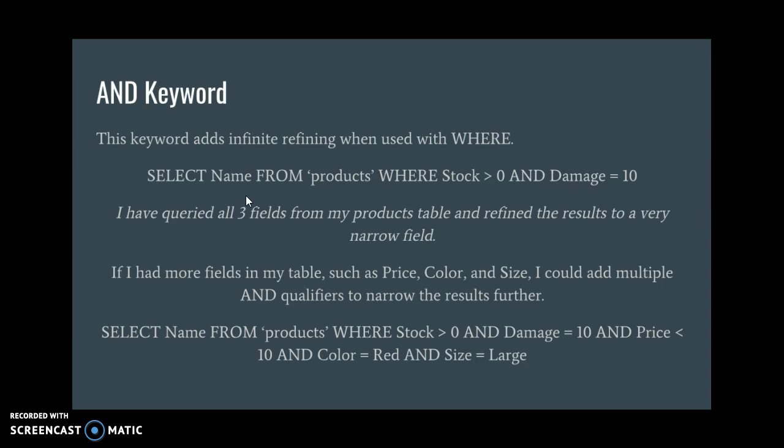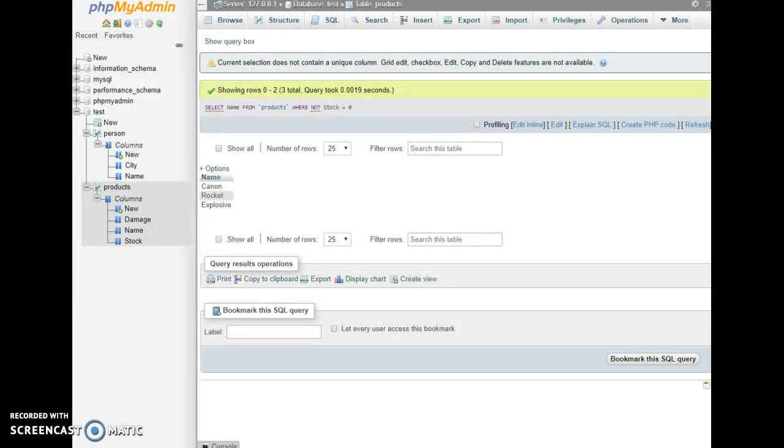So I could say something like, select the name field from the products table where stock is greater than 0 and damage equals 10, and price is less than 10, and color equals red, and size equals large. And you can start to see how I would get a very specific return on my results. But let's go and look at select name from products where stock is greater than 0 and damage equals 10.